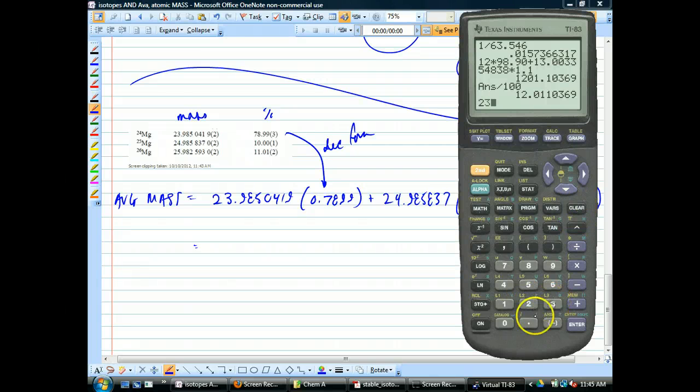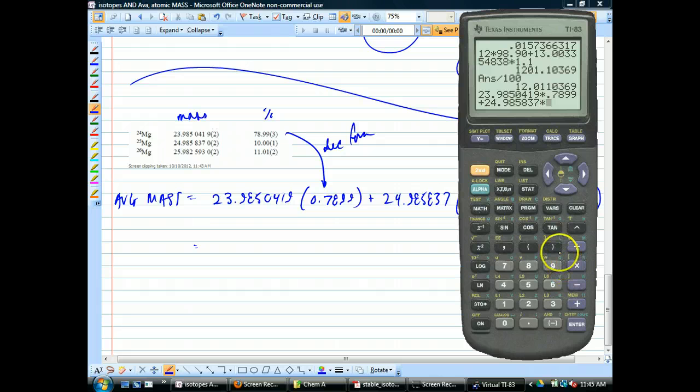So let's take 23.985041, oh, I forgot the 9 at the end. Okay, 23.9850419 times 0.7899 plus 24.985837 times 0.1 plus 25.982593 times 0.1101.